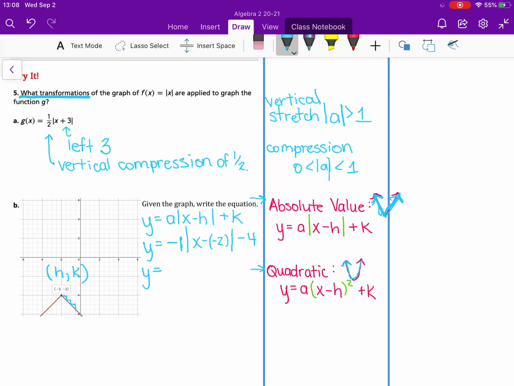All we have to do is clean it up. Envision is not going to want you to put 1 there, although it's acceptable in my book. But if you want it counted correct on Envision, they're just going to have a negative out front, no 1. Then, if you recall from when you learned negative numbers, maybe 6th grade, 5th grade, I'm not sure, minus a negative is positive. And then down 4.